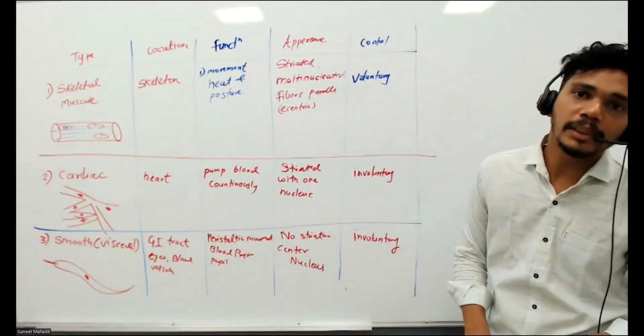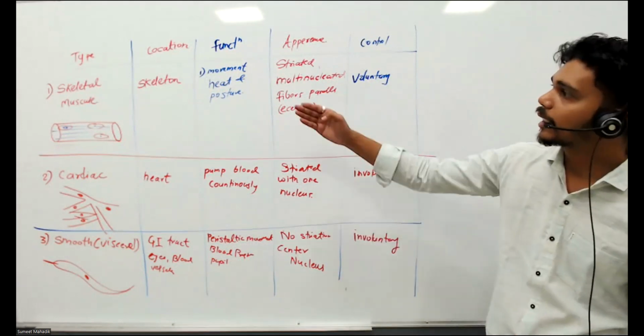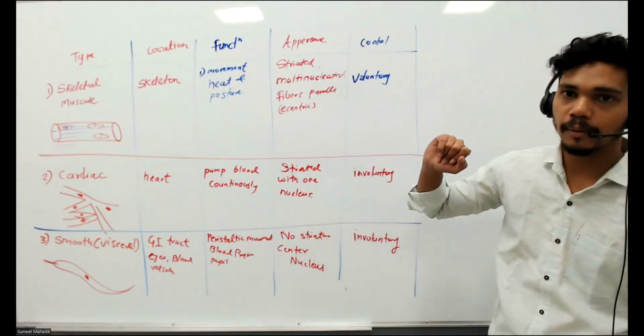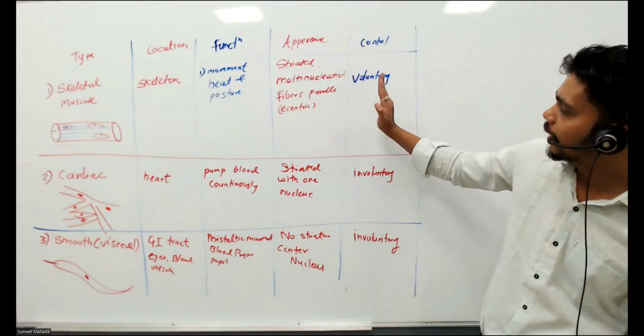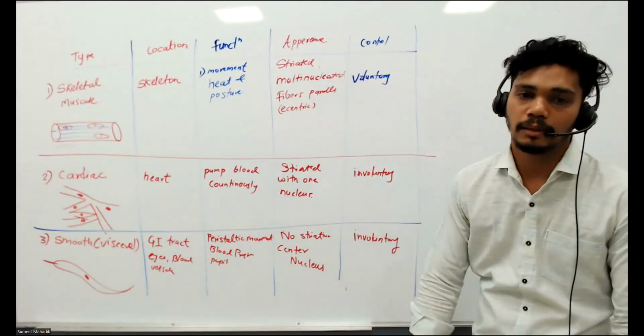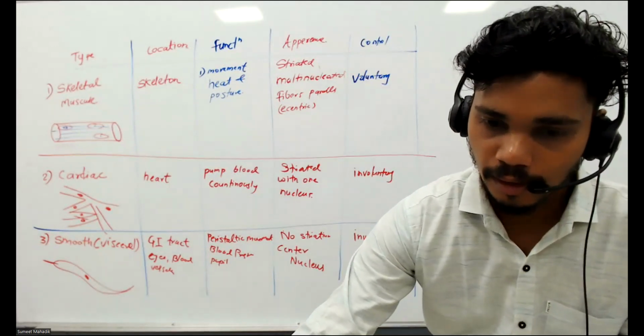So which is a voluntary muscle? Only skeletal muscle is a voluntary one. Okay. Please pay attention over here. Only pure skeletal muscle is voluntary. Okay. I'm giving you time. Just write it.